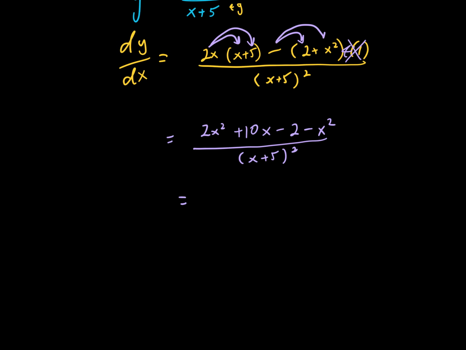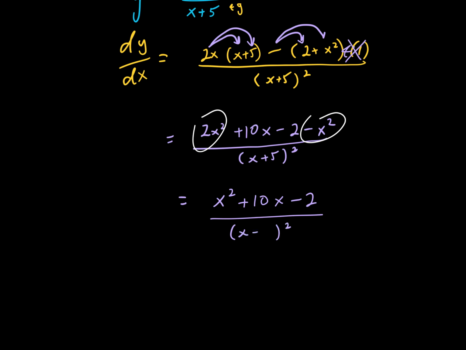Okay, there we go. Let's see what we got here. So this is an x squared, and that's an x squared. So let's combine those, and we have 1x squared plus 10x minus 2 all over this squared. That is simplified form once you combine your like terms upstairs.